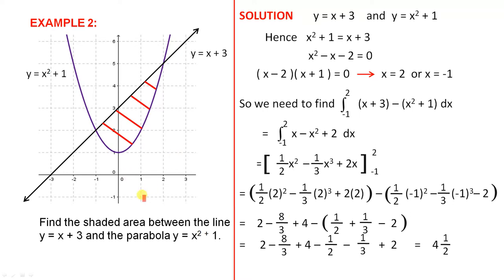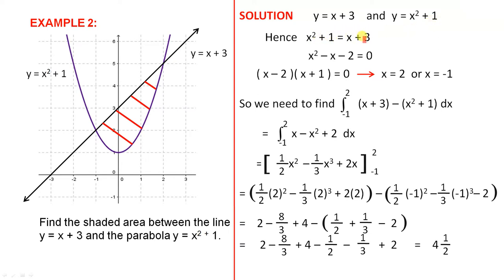Example 2. Find the shaded area between the line y equals x plus 3 and the parabola y equals x squared plus 1. And we do exactly the same trick. We find the area under the line and we take away the area under the curve. And that leaves us with the shaded area. So y equals x plus 3 and y equals x squared plus 1.